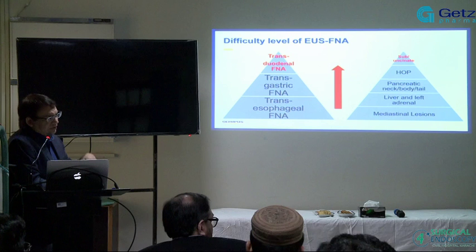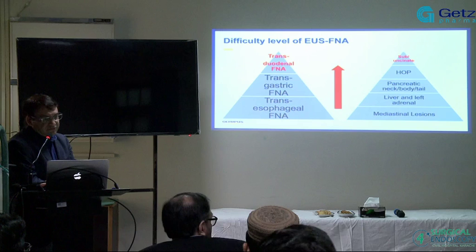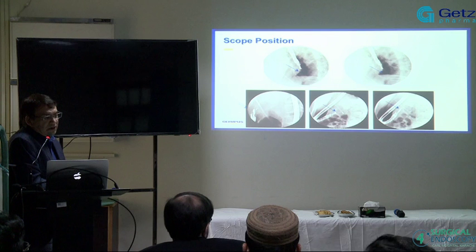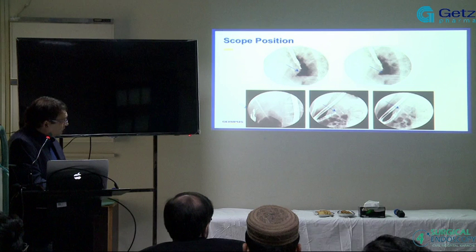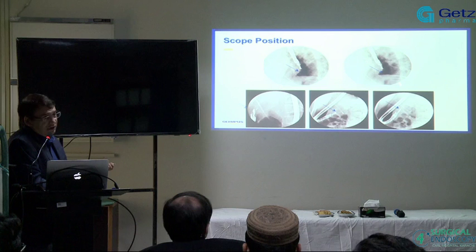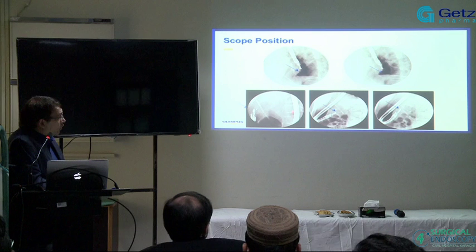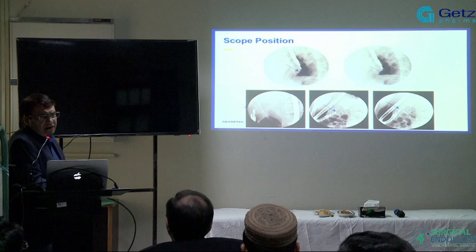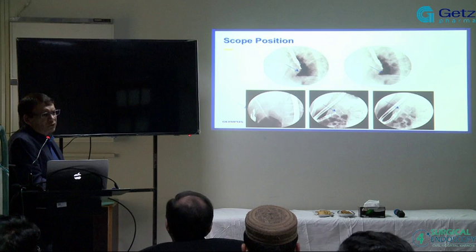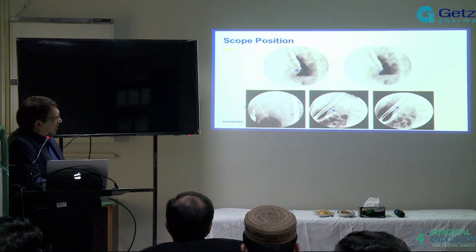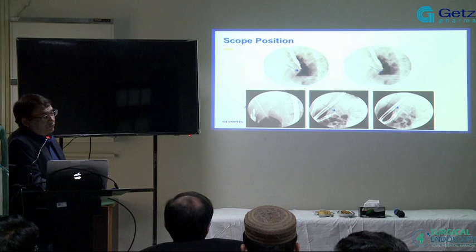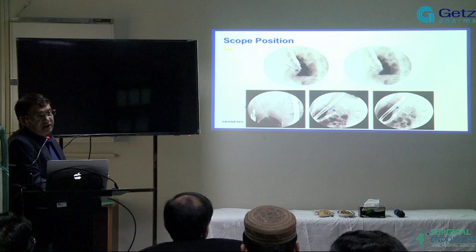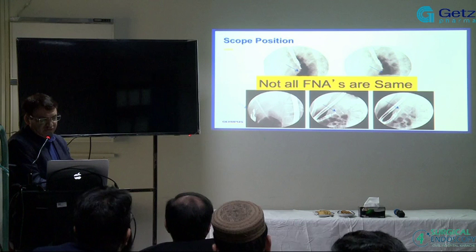I'm going to come to that. This is just an area of level of difficulty. So this is the reason. Look at the scope in the upper ones here. How is the scope? The scope is really straight, and the needle is going to come out really straight. When you go into the head of the pancreas, it's kind of a U-shape because you're resting on the greater curvature. The scope is still quite stable. But look here when you're in the uncinate process: the needle has to go in, make a U-turn, and then you have to target that. That's why these are the major reasons it is more difficult than the others.